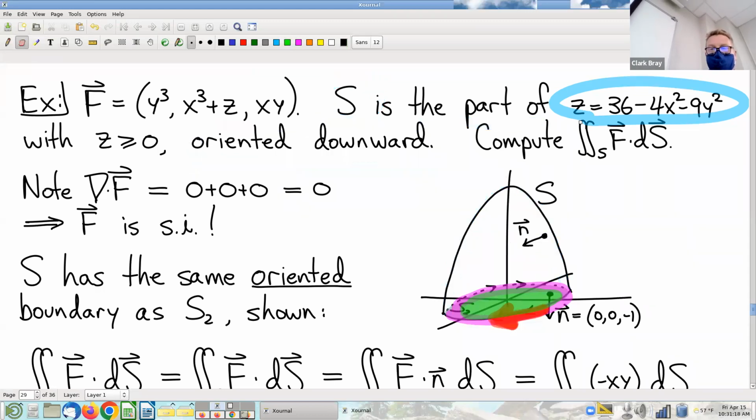We're done with this stuff, by the way. Now we don't need the original surface anymore. Bye S. You served your purpose. We no longer require you on the page, right? Now that we know what the boundary is, the oriented boundary, all I have to do is look at that boundary and ask which one of these possible orientations on that boundary gives me the correct orientation.